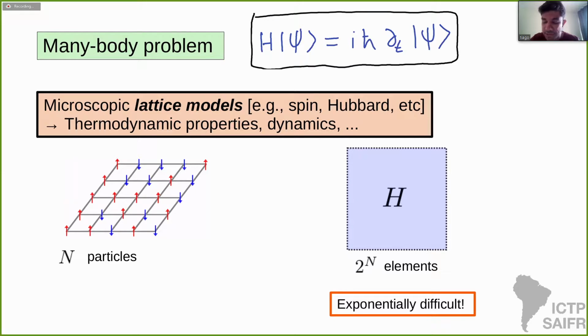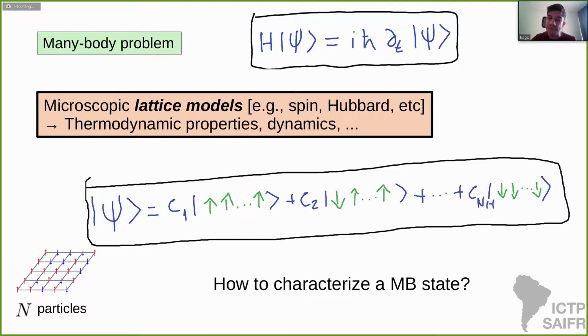The other aspect is that even when you know how to solve the problem, even when you are able to write down the wave function or store it in the classical computer, another non-trivial question is how to characterize the system: how to determine in which phase this state is, or if the system is close to a critical point or not.